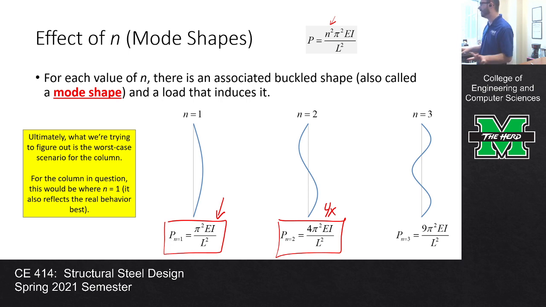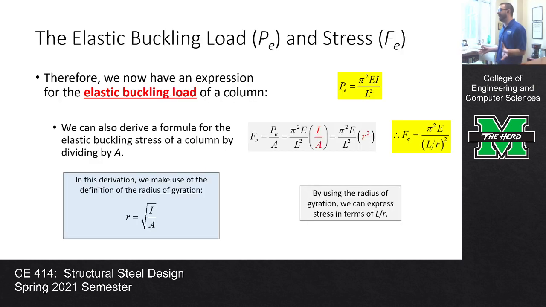Any questions about this? So Ms. Rack said, how do I figure out which n value to use? For this particular problem, it's this right here. All right, so basically we've got it figured out. We know what the load is. It's pi squared EI over L squared, just using n equals one. And if we want to know what the stress is, it's just P over A. We just take the load and divide it by A.